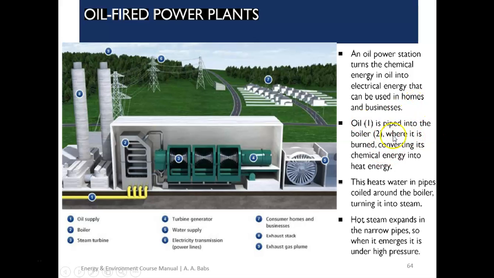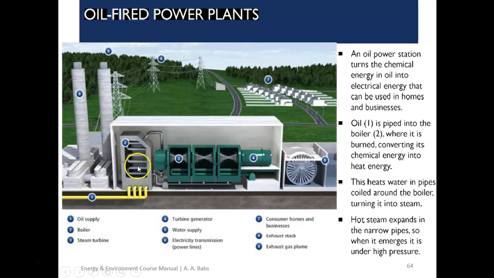Oil is piped into the boiler. This is oil. It is piped through this yellow pipe here into the boiler, where it is burned, converting its chemical energy into heat energy. This heats water in pipes coiled around the boiler, turning it into steam.